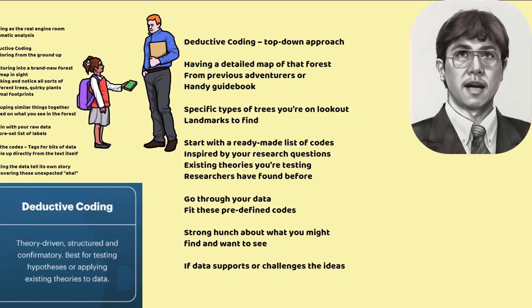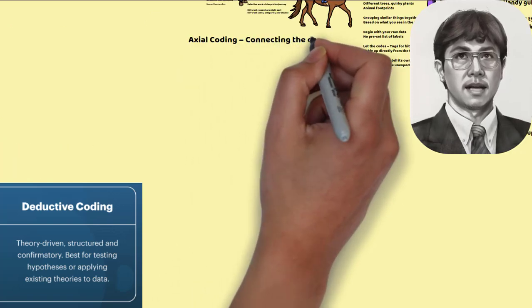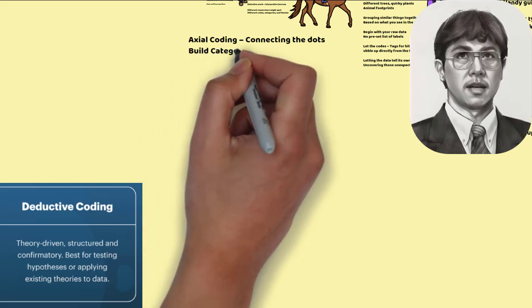This is super useful when you have a strong hunch about what you might find and want to see if your data supports or challenges those ideas. Third, let's talk about axial coding. It's all about connecting the dots to build categories.